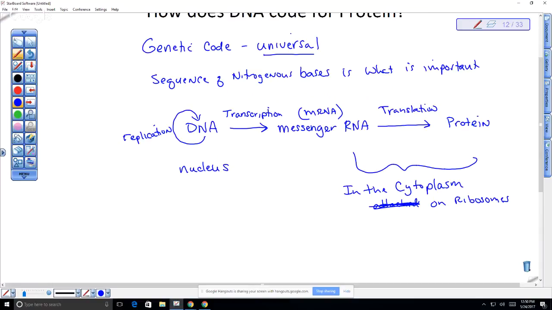Okay. So why is it called translation and not just transcription 2? Why can't we just call it transcription 1 and transcription 2? Anybody know? It doesn't change it. But it's like going from one language to another. So if you have a translator, messenger RNA is AUG, right? We'll talk about that, but it's those nucleotides. And proteins are amino acids. So it's two different languages. It's the language of nucleic acid and the language of amino acids. And so that's why it's called translation. So that's how I remember the difference between transcription, making a copy, and translation, turning it into another language. Okay. So that's the process of translation.